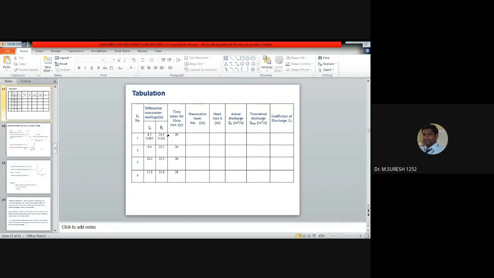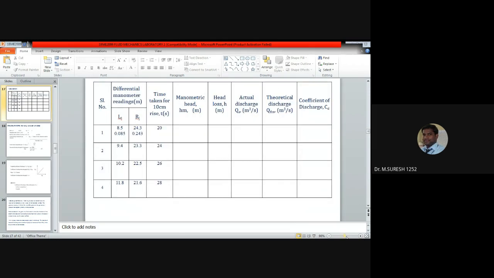You can note down the reading. Are you able to see the reading? Just I will maximize. Yes, sir. Yeah. So here everything is given in meter, but the values I recorded physically in the fluid mechanics lab. Today morning I went and recorded the values, and you can note down the values.